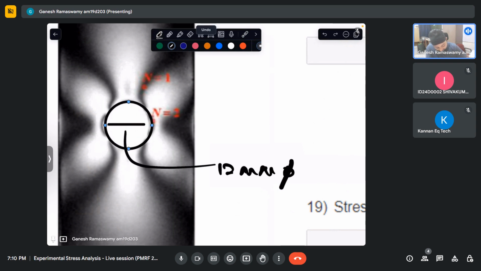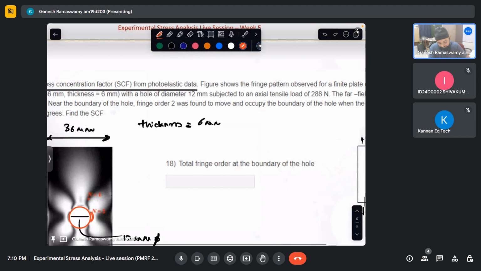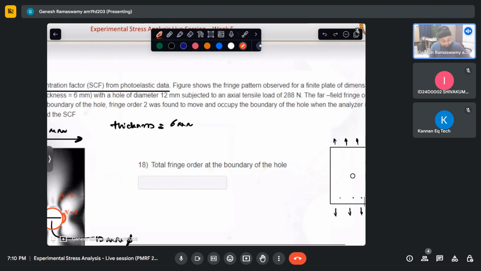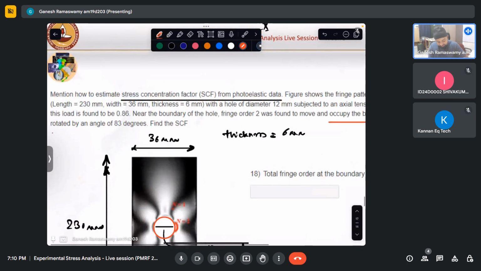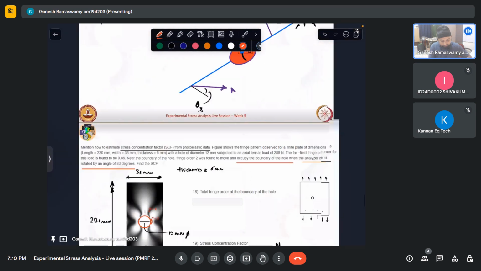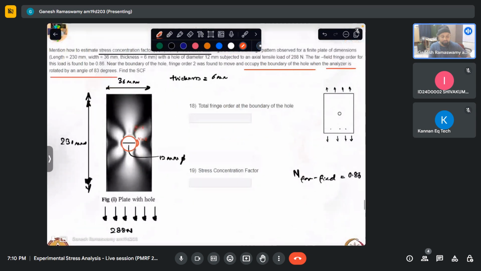Now, in that case, what we are saying is there is this fringe and the hole is this. This is the hole. Now this fringe order n equal to 2 near the boundary of the hole was found to move and occupy the boundary of the hole when the analyzer is rotated by an angle 2.83 degrees, is what is told. Now for this, essentially what we are saying is we have used Tardy's method of compensation.